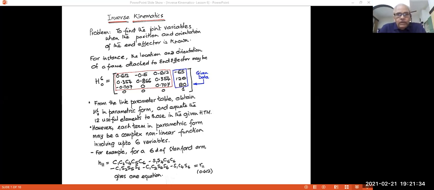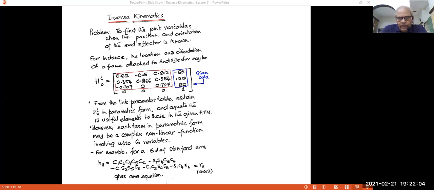Hello. In this class, we'll briefly look at the problem of inverse kinematics of a robot manipulator. What is inverse kinematics? It is to find the joint variables given the end effector position and orientation, or a frame attached to the end effector. How do we go about that?